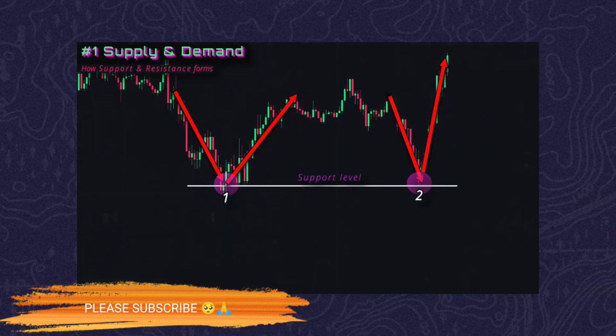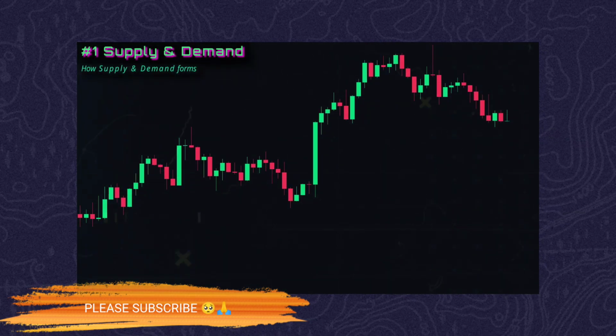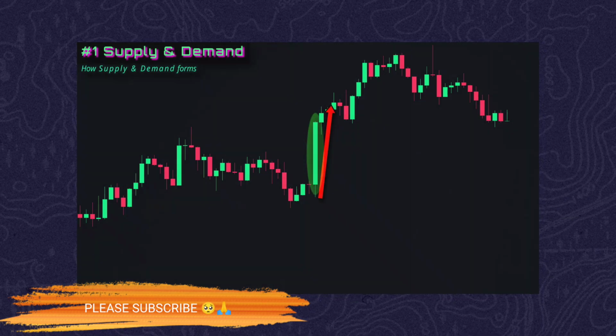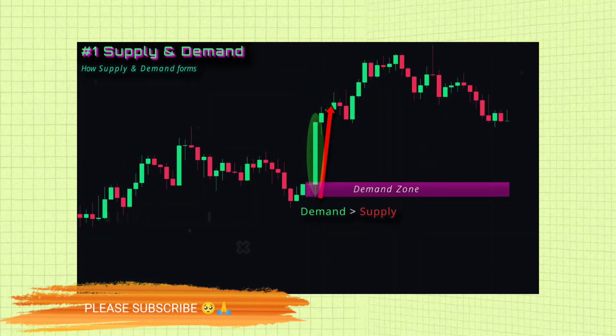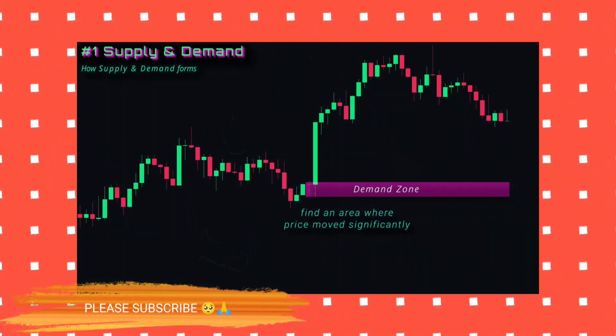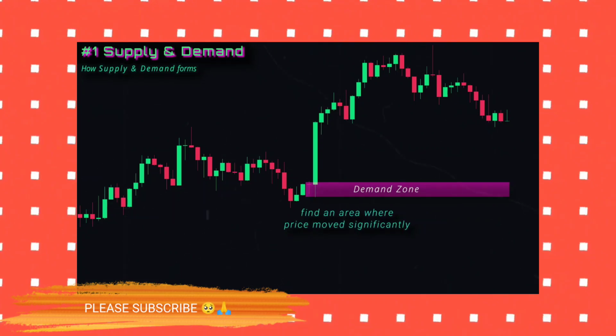Now, let's compare that to how supply and demand levels form. In this chart, we can see that price went up, as shown by this big green candle, indicating that there's liquidity coming in at this level and that demand exceeds supply. Because of this alone, we can draw a demand zone at this level. And that's it. It's that simple. We just have to find an area where price moved significantly. Same thing with supply level.